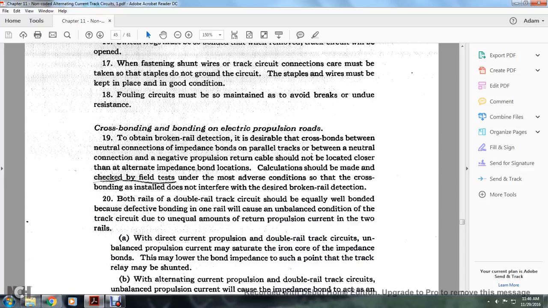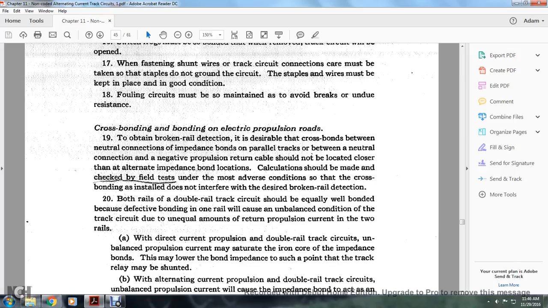To obtain broken rail detection, it is desirable to use cross bonding between the neutral connections for the impedance of the line of the parallel tracks. Negative propulsion return cables should not be located closer than the alternating impedance bonding. Location calculations should be made and checked by field tests under the most adverse conditions, so that the cross bonding, when installed, does not interfere with the desired broken rail detection.